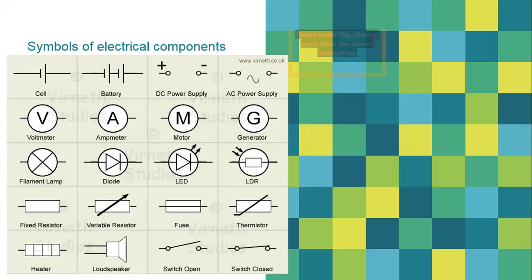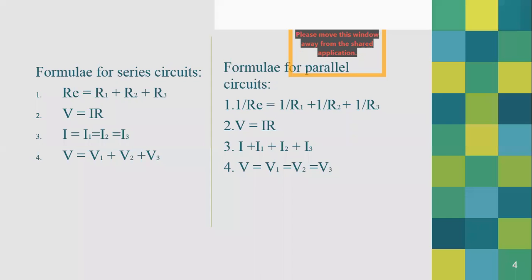In the previous lesson, we derived the formulas for resistors connected in series, and the equivalent resistance when resistors are connected in parallel. We also have done Ohm's law. So we are going to use these formulae in our word problems.